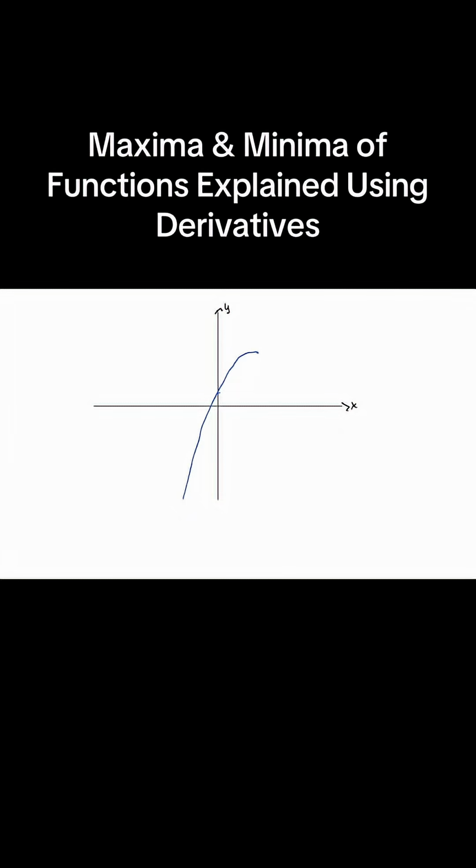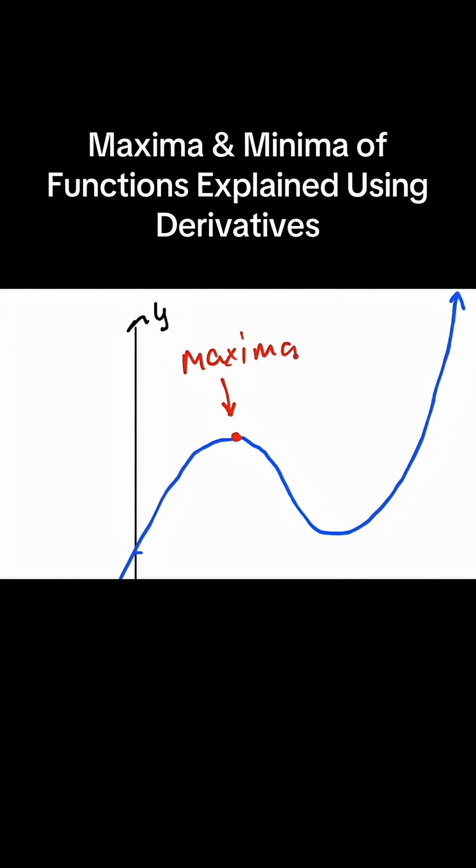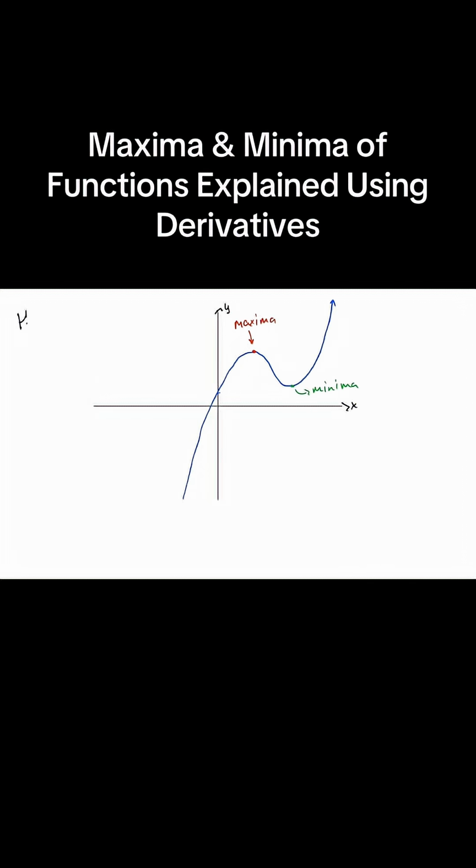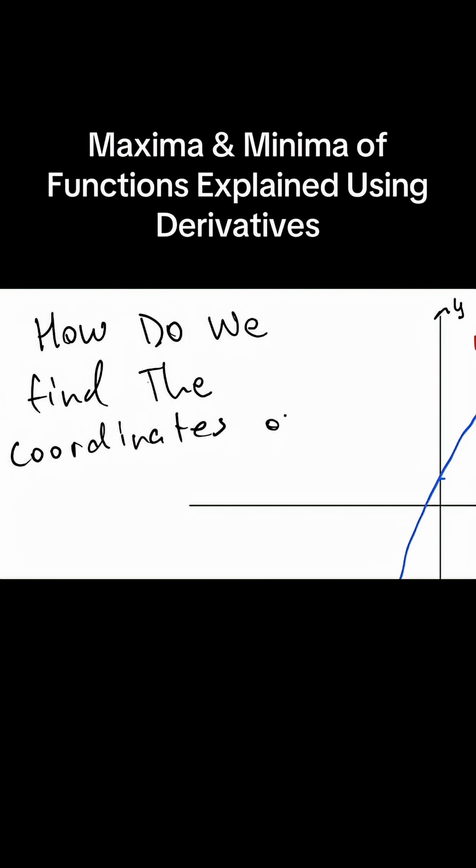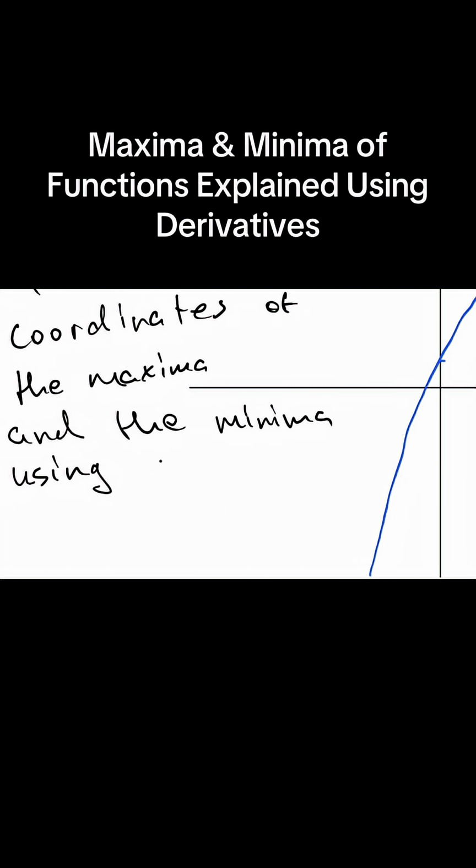Suppose a cubic function is being sketched. It has a maxima point and a local minima point. Now, how do we find the coordinates of the maxima and the minima using calculus?